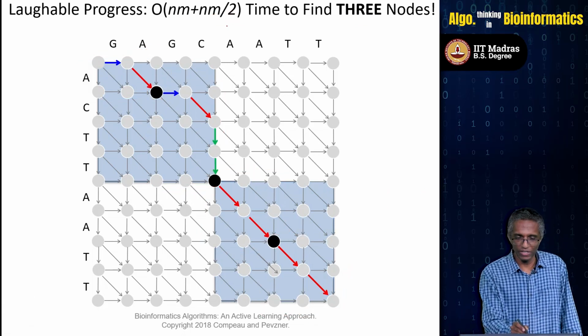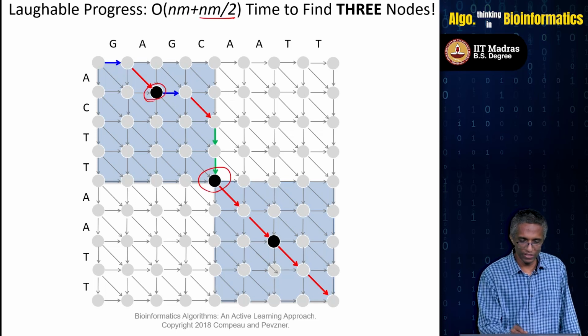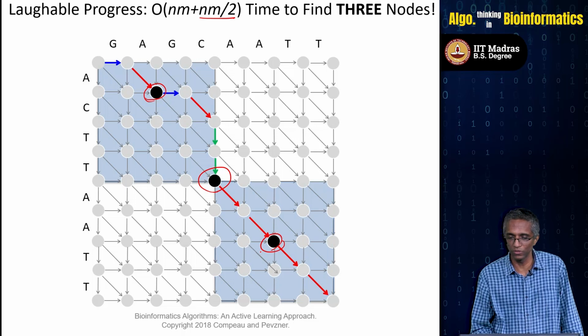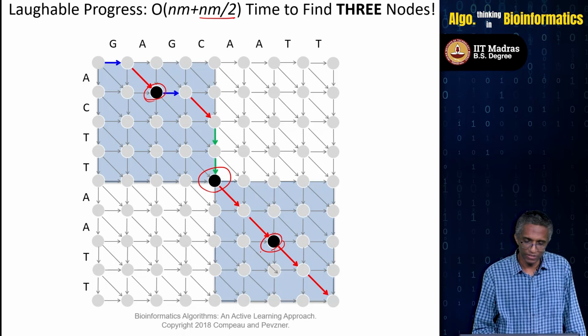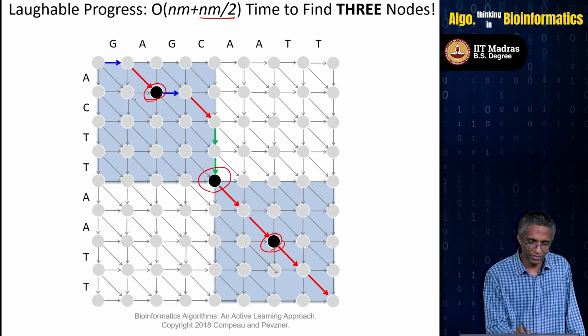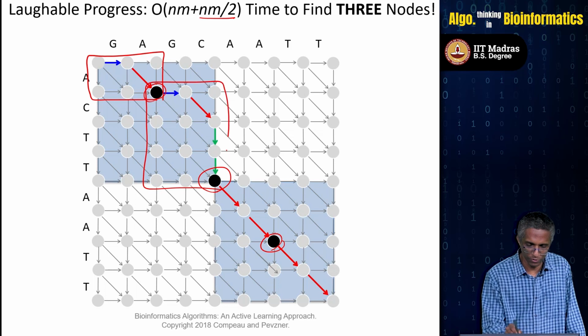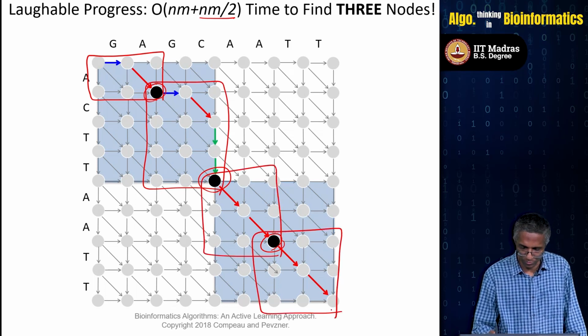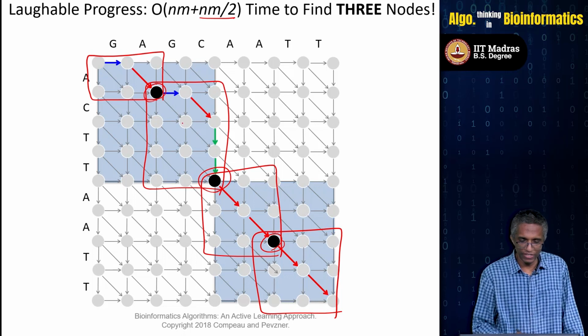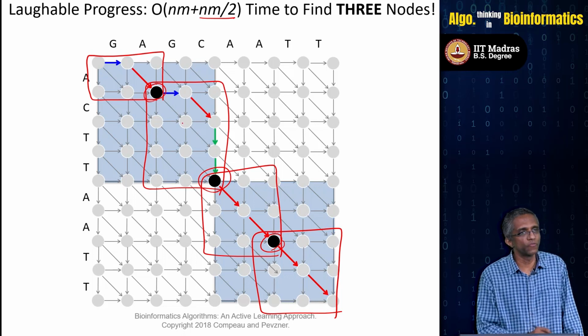Okay, so we have taken up nm to find the first black node and nm over 2 to find the other 2 black nodes. For finding a total of 3 nodes, we are finding in order of nm plus nm over 2 time. And then now let's say we have to solve these subproblems. This is the first subproblem, this is the second subproblem, and this is the third subproblem, and this is the fourth subproblem. And each of these areas, you are taking an area which is area over 4, and then you are just splitting it into 4 boxes, right?